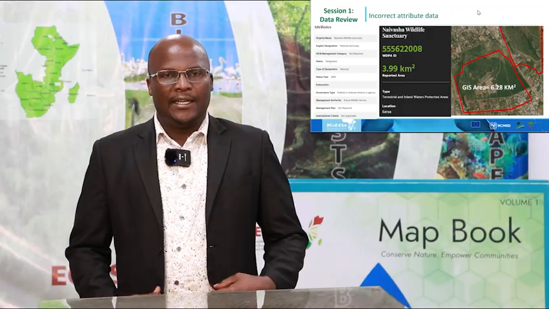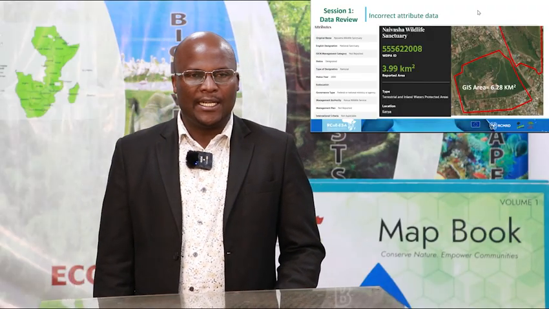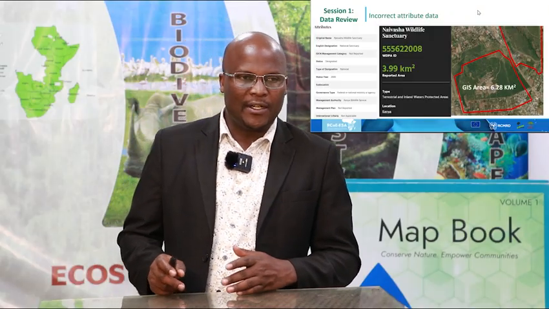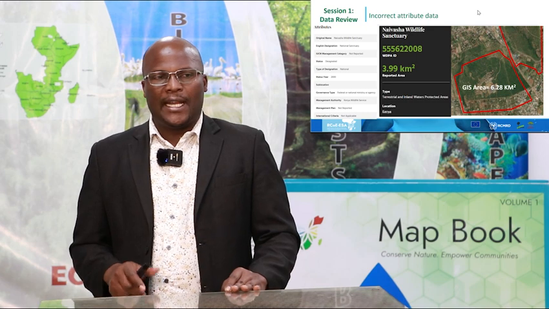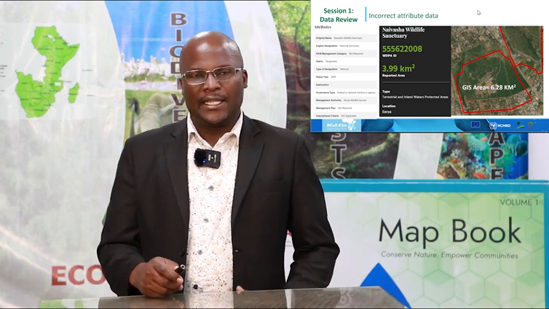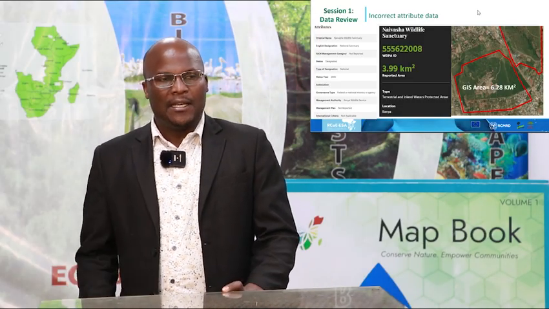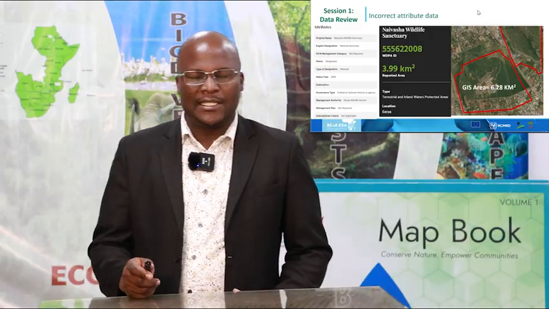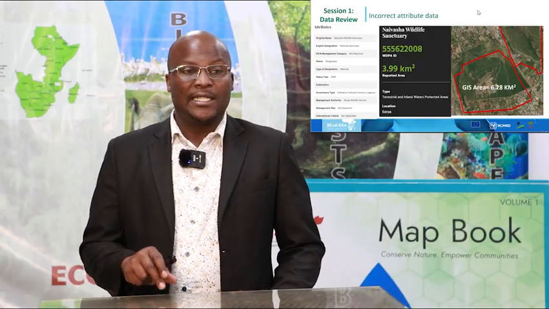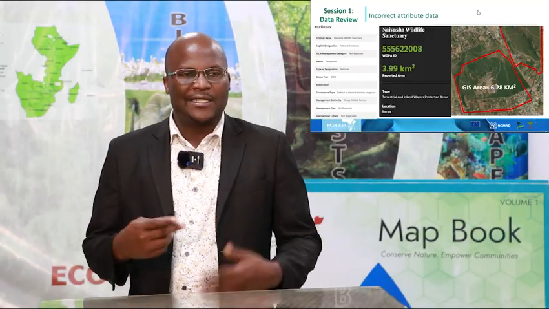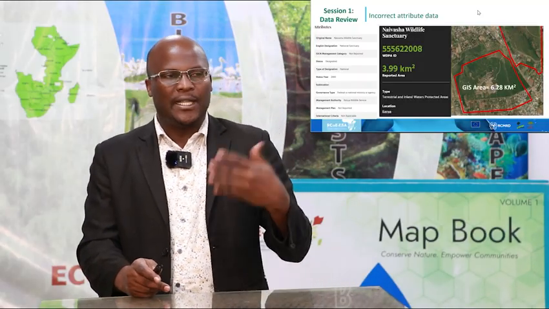The other issue is incorrect attribute data. Incorrect attribute data only means that the data on the ground doesn't tally with what has been updated in the WDPA in terms of the attribute table. As an example, I've still used the same protected area in Kenya, called Naivasha Wildlife Sanctuary. The area that was reported is around 3.99 square kilometers, but when you calculate the area using the boundary that is in the WDPA, the area comes to around 6.28 square kilometers. This discrepancy is a possible issue that can be updated so that we have correct data.